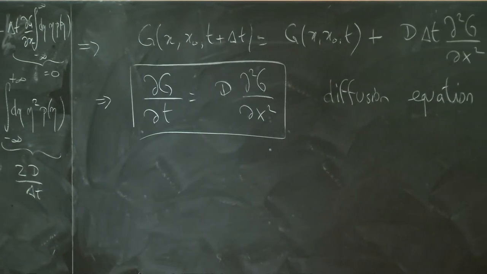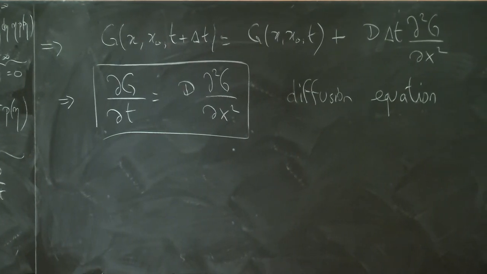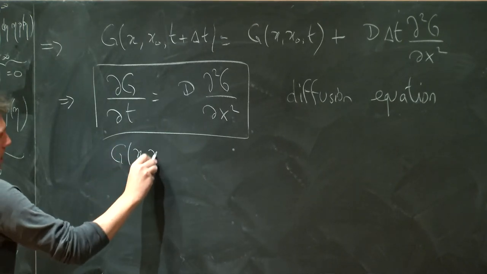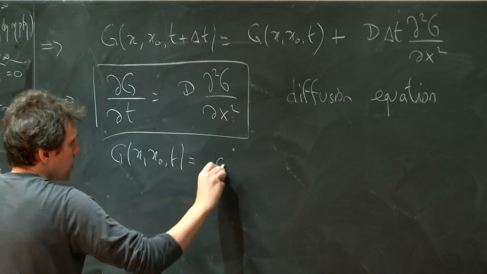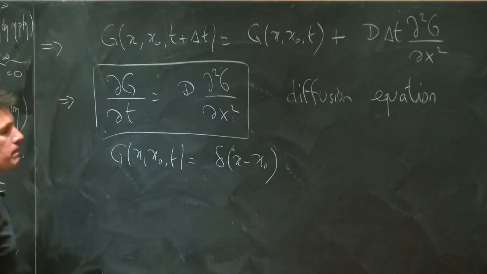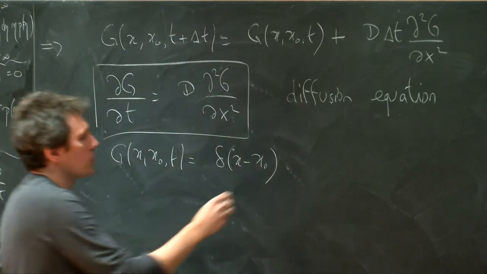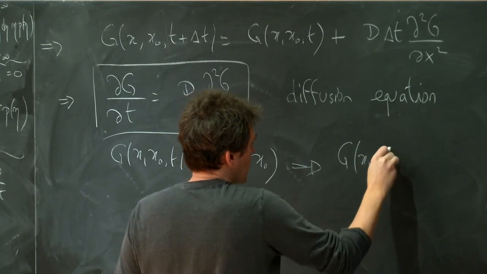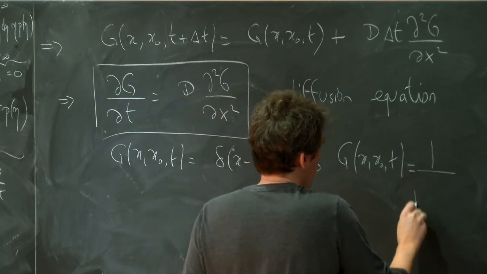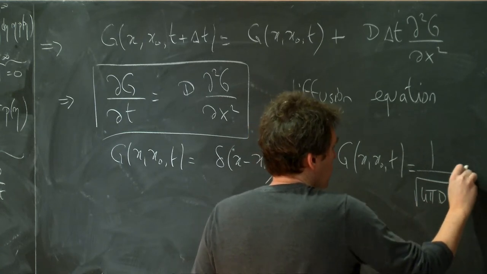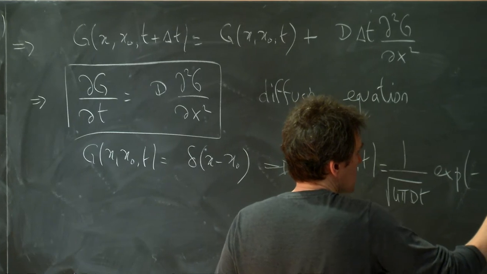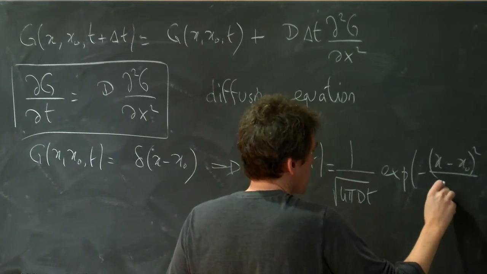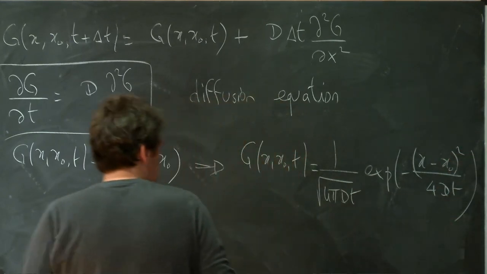Right? Now, this diffusion equation, of course, we know how to solve it because there is an additional initial condition that we have, which is that at t equals 0, this has to be a delta function. And if you solve it, as you can imagine, you would basically obtain that j of x, x naught, t is of this form: 1 over the square root of 4 pi dt, exponential of minus x squared divided by 4 dt. Okay?